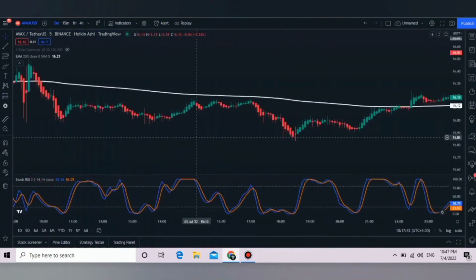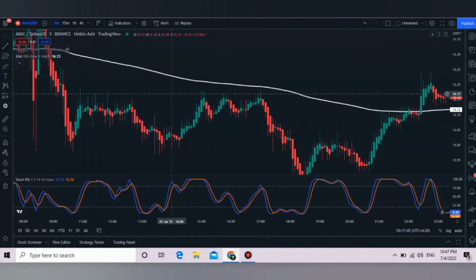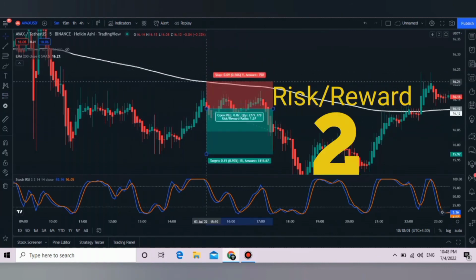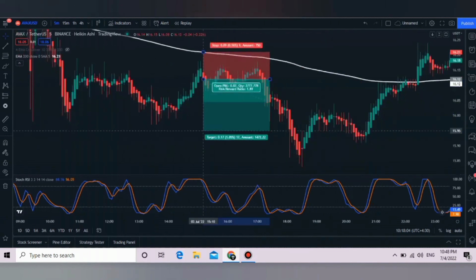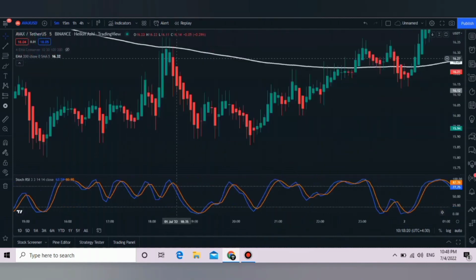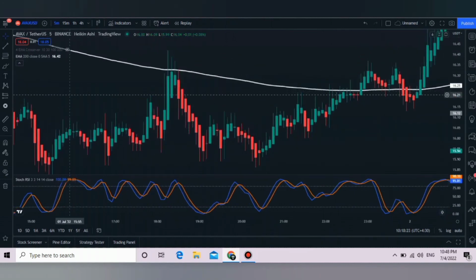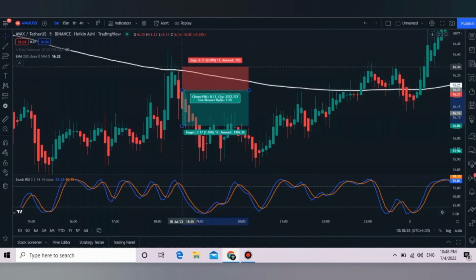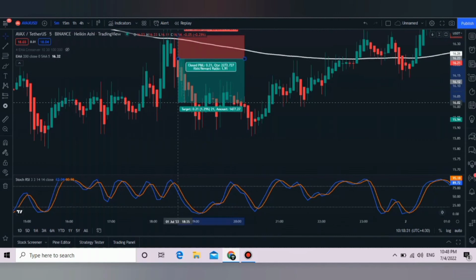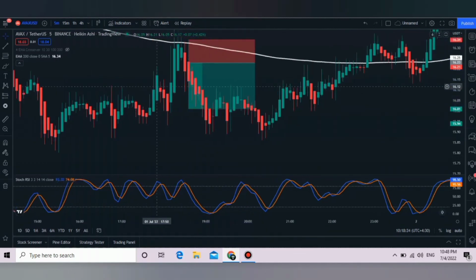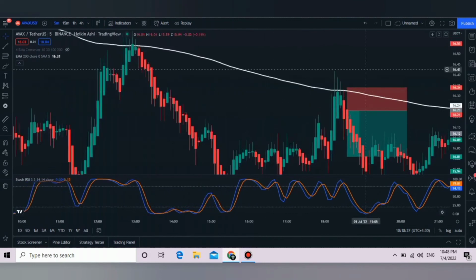For a sell trade, whenever the price closes below the 200 EMA and the stochastic RSI is overbought and the blue line crosses the orange line, then we take a sell position here and consider risk reward to 2. Here you can see the price is below the 200 EMA and overbought on the stochastic RSI. The blue line crosses the orange line and we can take a sell position here.